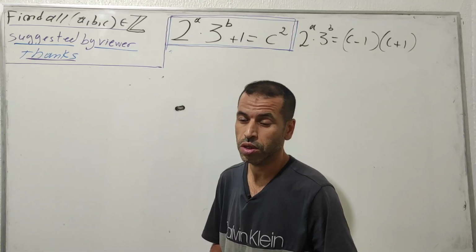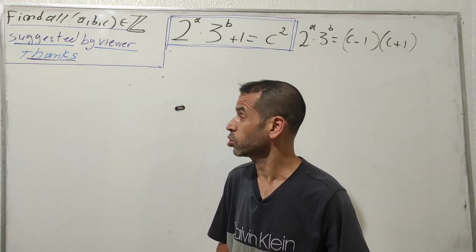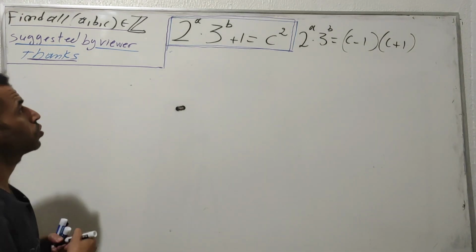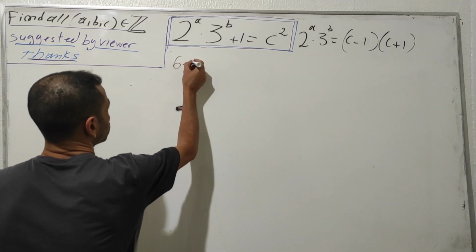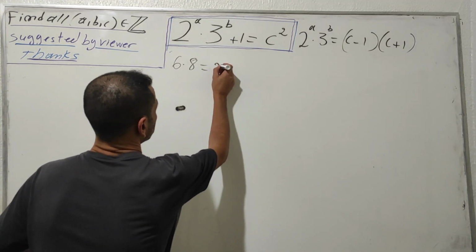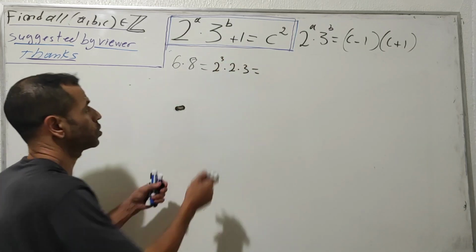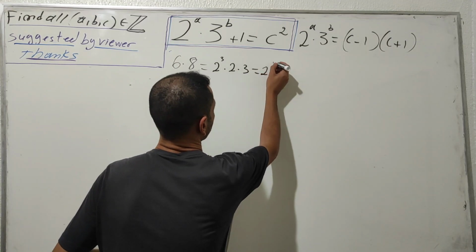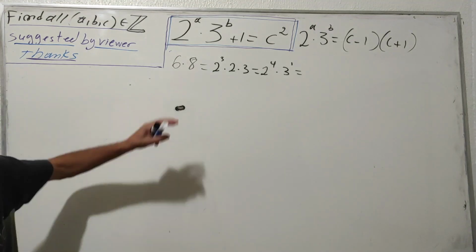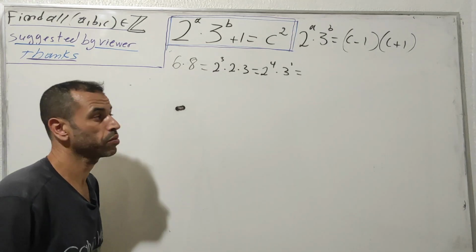Okay, so previously we determined the number of solutions was 8, but we still miss one solution. So the solution that I have missed, when we take a look up here, we have 6 multiplied by 8, which equals 2 to the 3 multiplied by 2 multiplied by 3. So I'm going to put these 2 in the exponent. So I get 2 to the 4 multiplied by 3 to the 1, which equals 6 multiplied by 8, which is 48. 48 is the same as 49 minus 1.